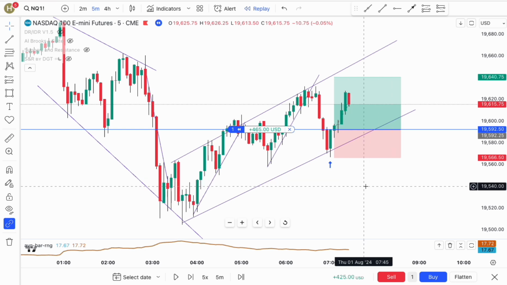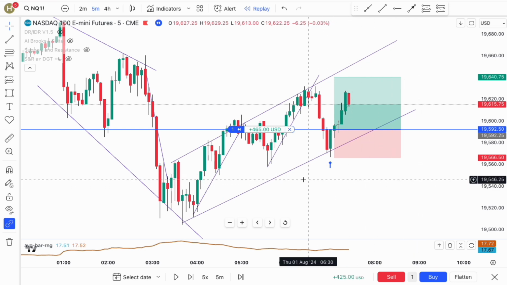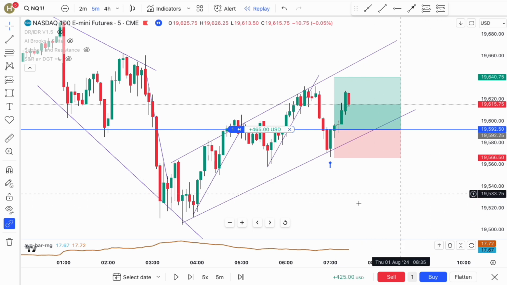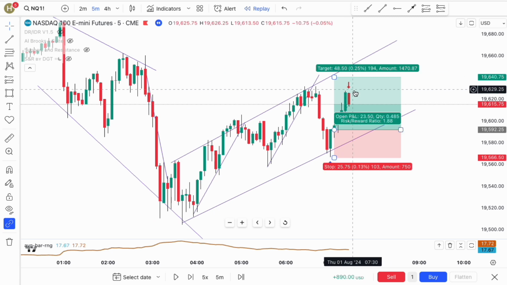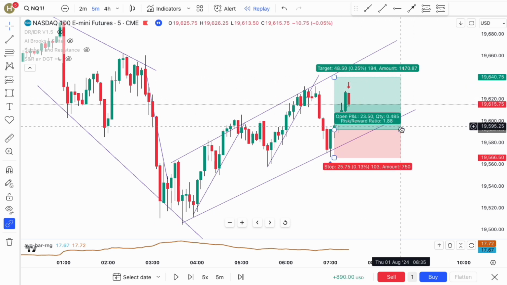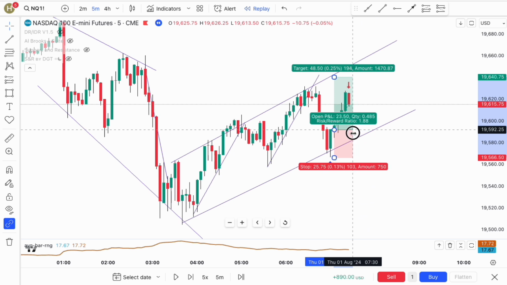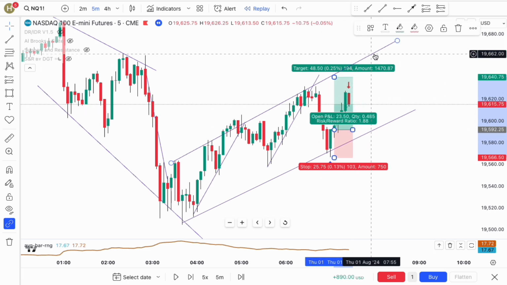Okay, it is 725. We're getting kind of close to that area where things start to get more volatile and I don't really like to be in the market. So I'm flattening here. It's 465. But I do believe that we're going to continue up this channel. We're probably going to have somewhat of a pullback and then continue up the channel.